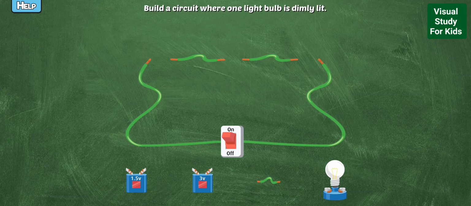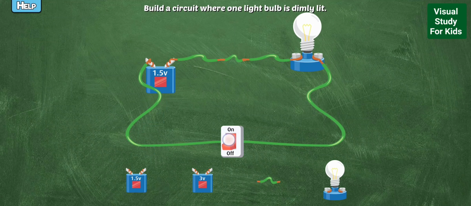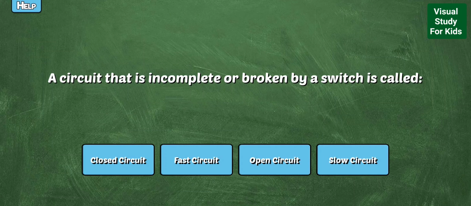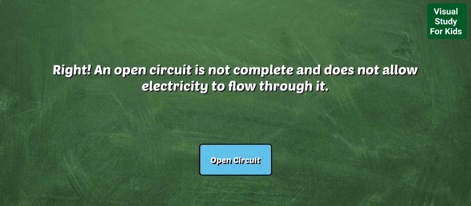Build a circle where one light bulb is dimly lit. Correct! Good job! Not quite. So close! Correct!